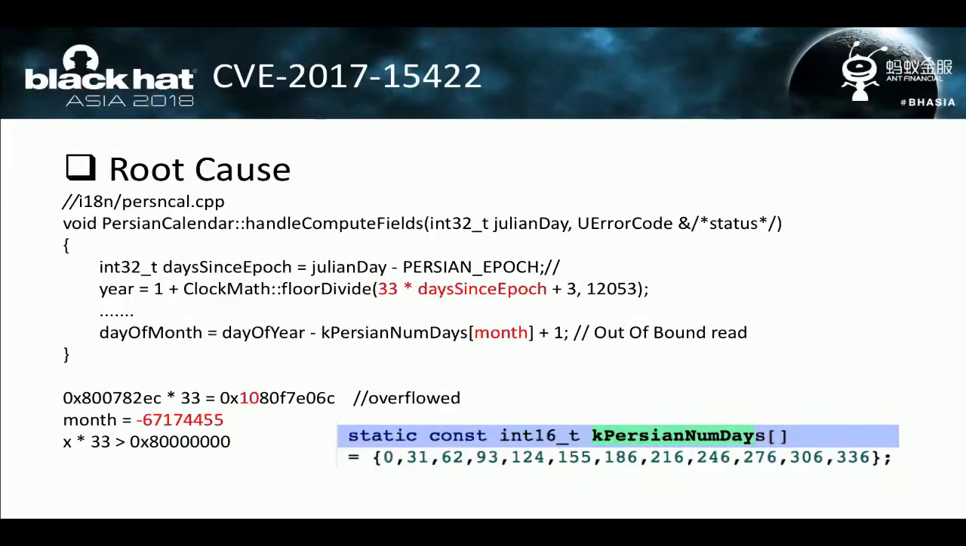If x multiplied by 33 is bigger than 0x80000000, the integer overflow will be triggered. So if x is bigger than 6507562, this vulnerability will be triggered.